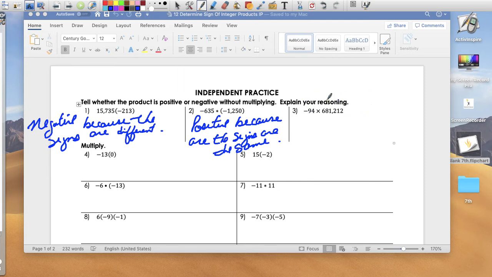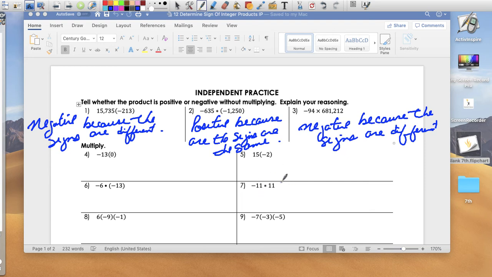Last one's a negative times a positive, so this one the signs are different, right? So negative because the signs are different. Okay.